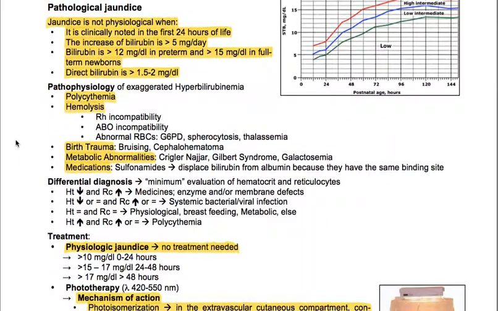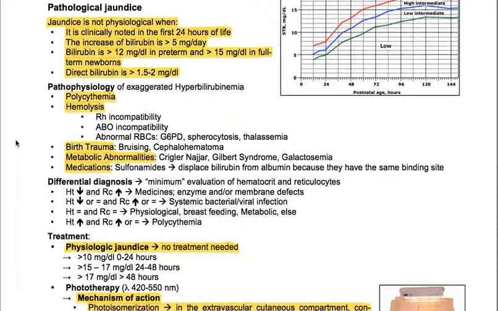Pathological jaundice. Jaundice is not physiological when it is clinically noted in the first 24 hours of life. The increase of bilirubin is more than 5 mg per day. Bilirubin is more than 12 mg per deciliter in preterm and more than 15 mg per deciliter in full-term newborns. Direct bilirubin is more than 1.5 to 2 mg per deciliter.